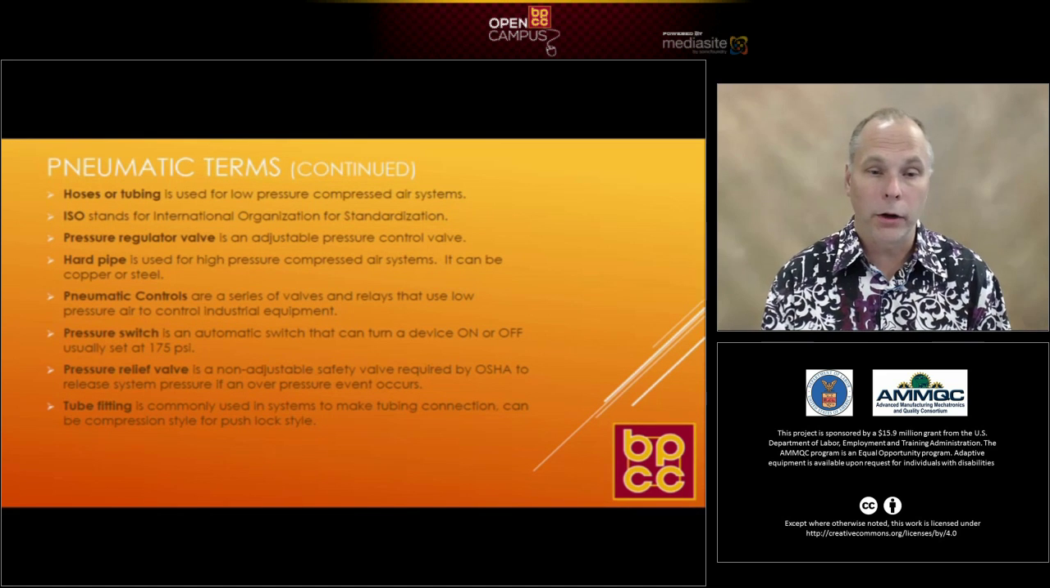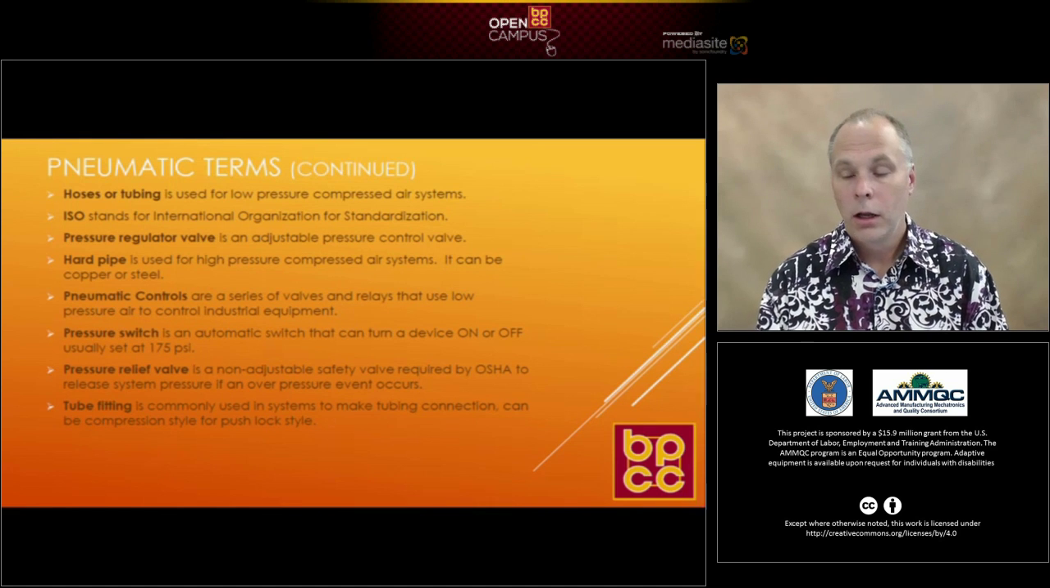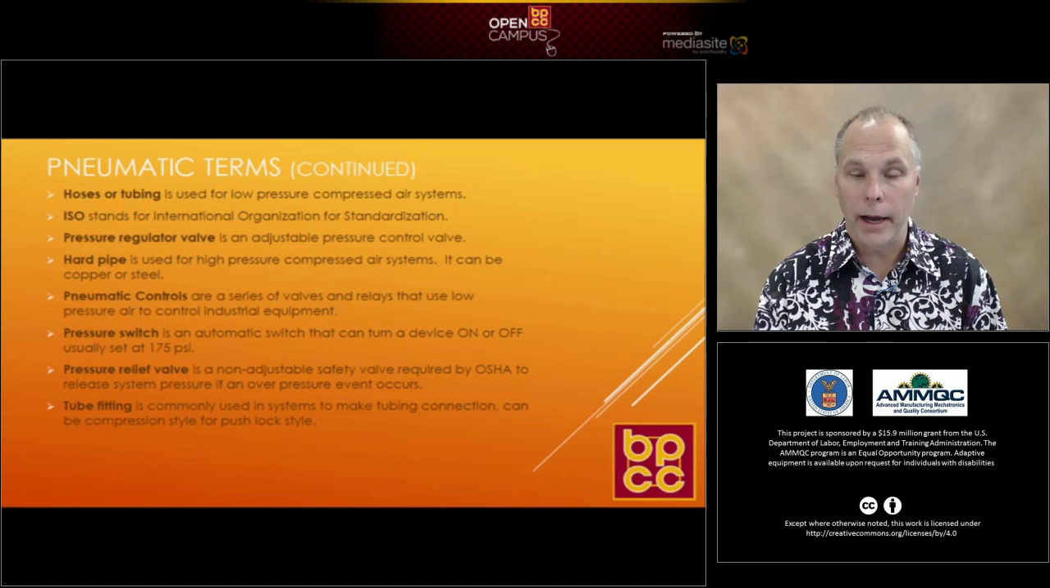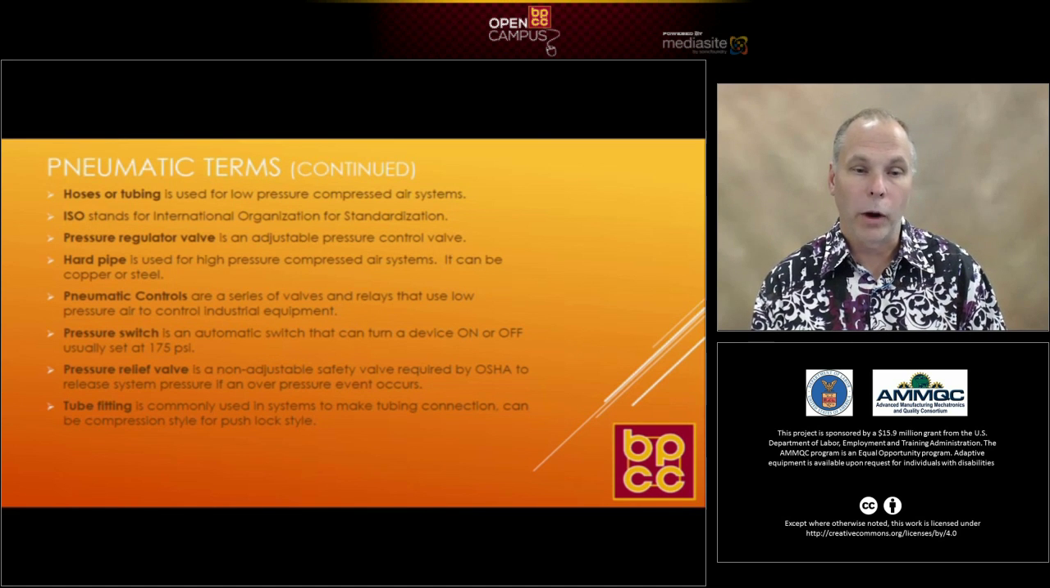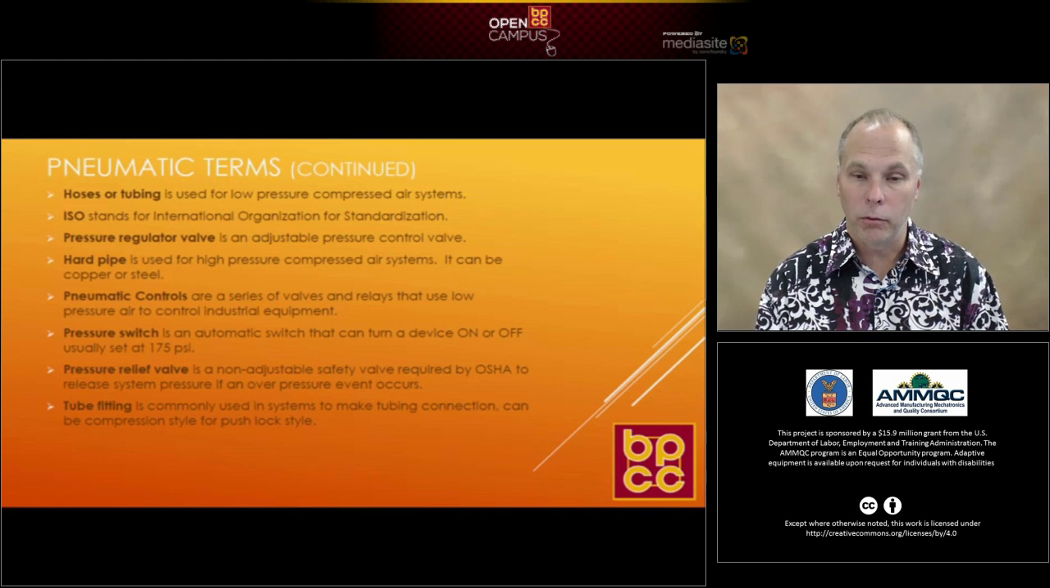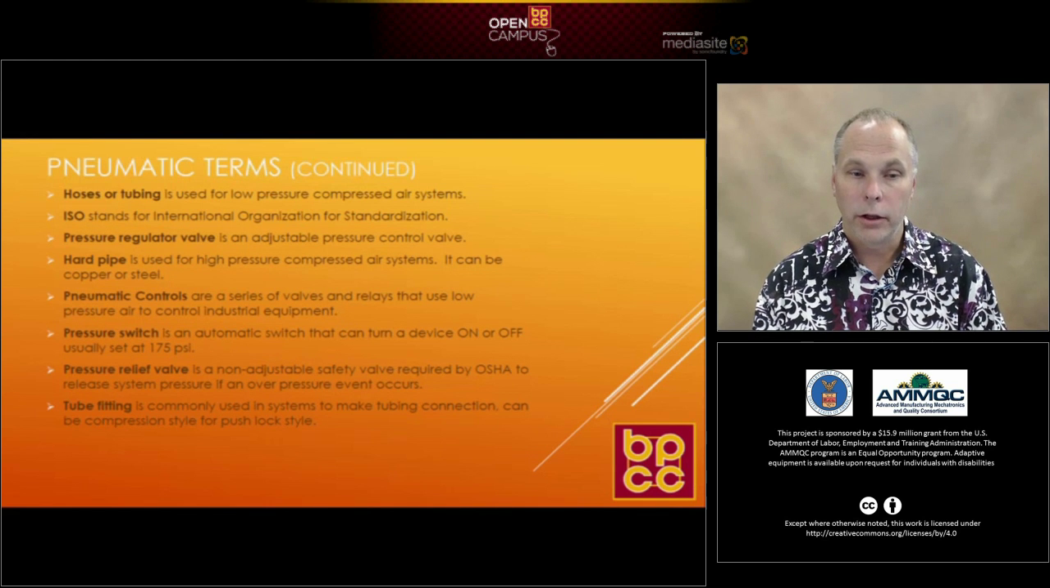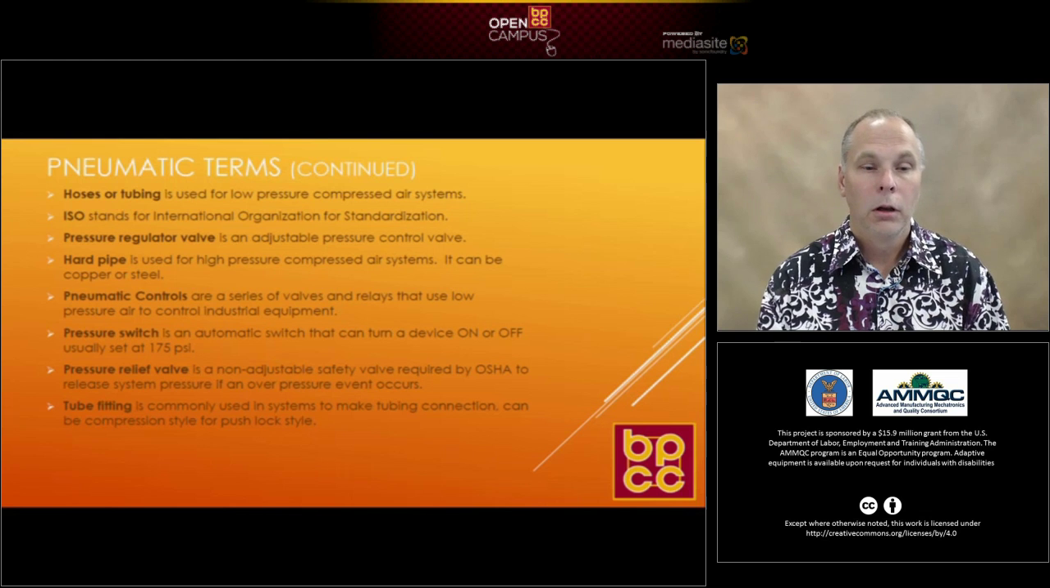ISO, you've heard this before, International Organization for Standardization. If I had a pneumatic set of plans here in front of me, they would have certain types of symbols on it. Those symbols are maintained by the ISO to make sure that it's universal across the board. Pressure regulating valve, it can be an adjustable valve that adjusts the pressure of the system.